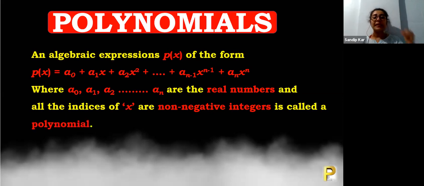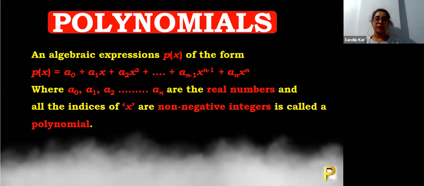So I'll easily tell you how to remember it: we'll have a number, with that a variable, then another number and variable, another number and variable. Together, they'll form a polynomial. The power can be any whole number, and the real number can be any number.